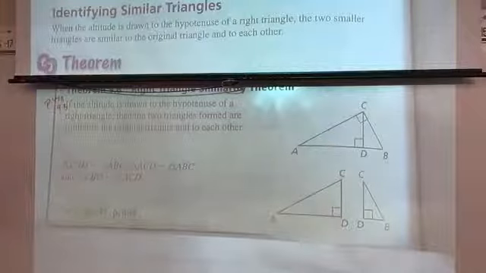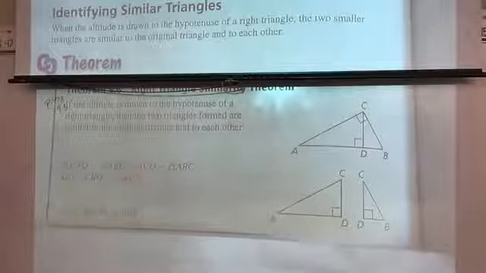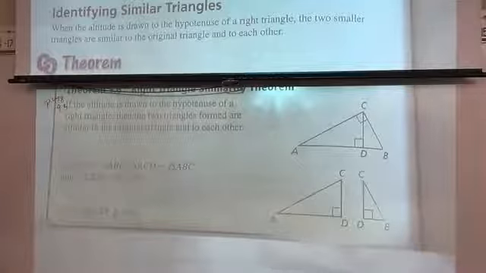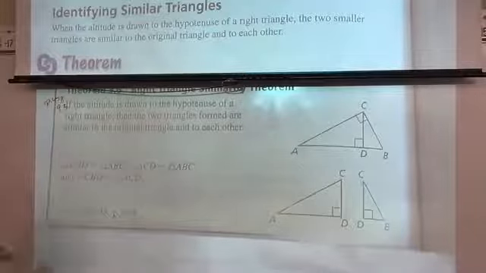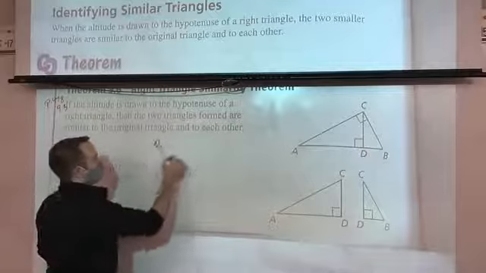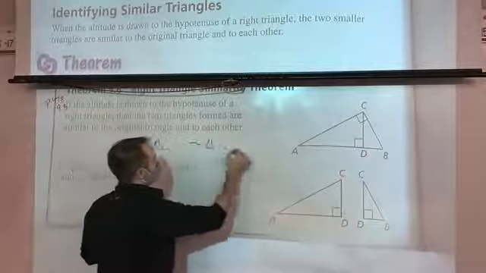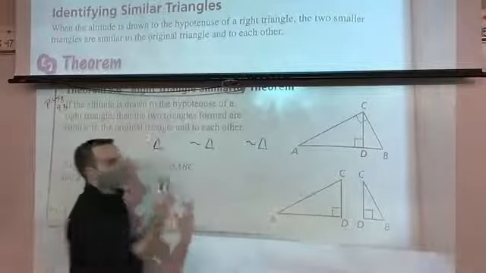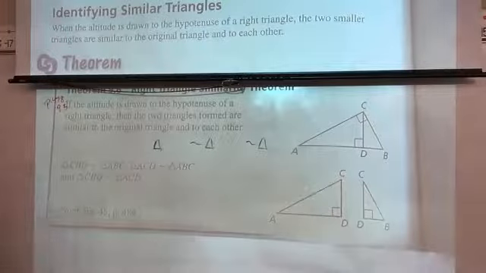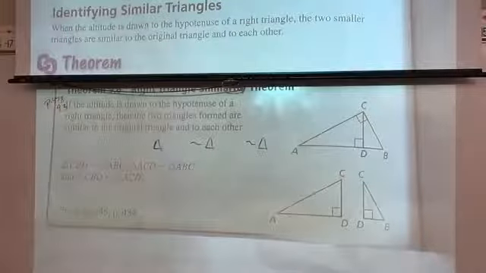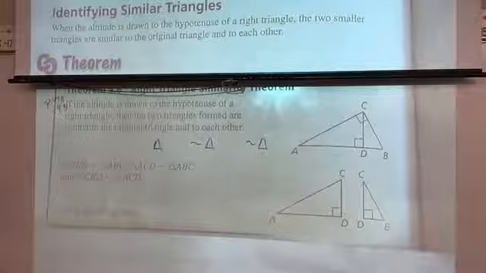One thing that they're going to ask you to do is simply to write a similarity statement comparing all three of those triangles. So triangle something is similar to triangle something is similar to triangle something. Now the trick here is we've got to make sure that we've got everything lined up. Everything needs to match up.